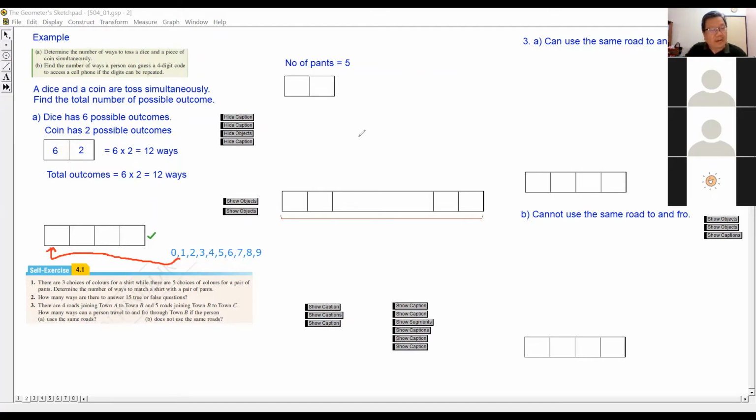Nine. I got 10 digits. You count again and see. 1, 2, 3, 4, 5, 6, 7, 8, 9, 10. I have 10 numbers here. So any one of them, I can put in here. So the number of ways is not 9, but altogether 10 ways of filling up the first box. Okay? Now I ask you, second box. How many ways to fill up the second box?